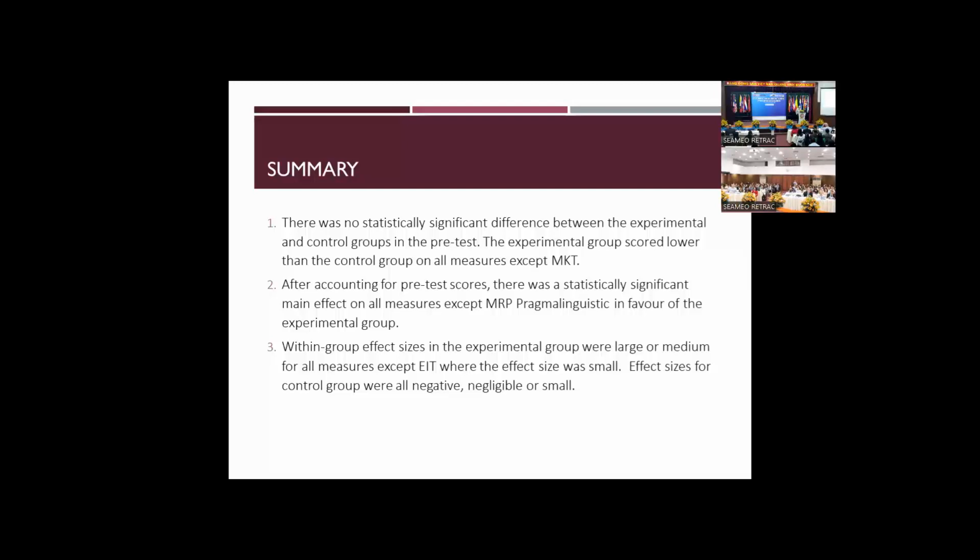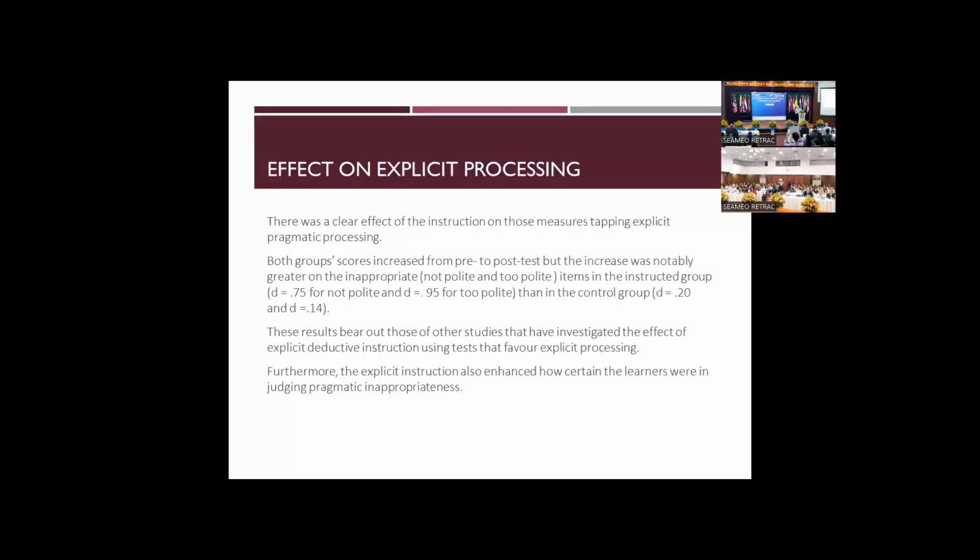After accounting for pretest scores, there was a statistically significant main effect on all measures except the monologic role play pragmalinguistic in favor of the experimental group. So in most of the measures that we looked at, the instruction definitely benefited the experimental group. And when we looked at the gains in scores from pre-test to post-test, we also found clear support for a positive effect of instruction. But what we're really interested in is the effect on explicit processing and implicit processing.